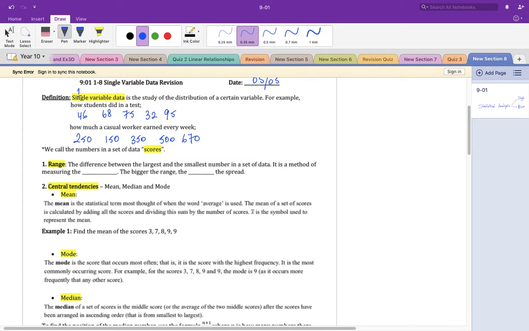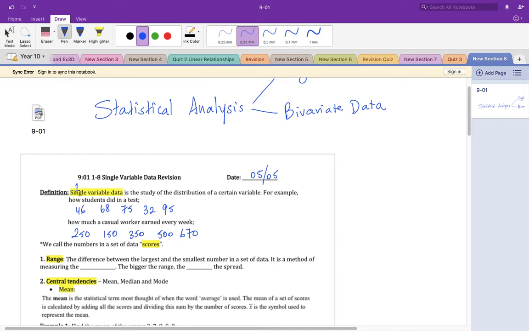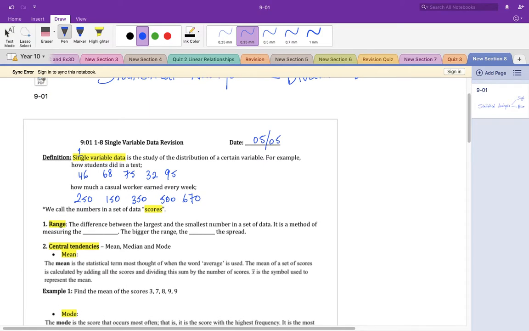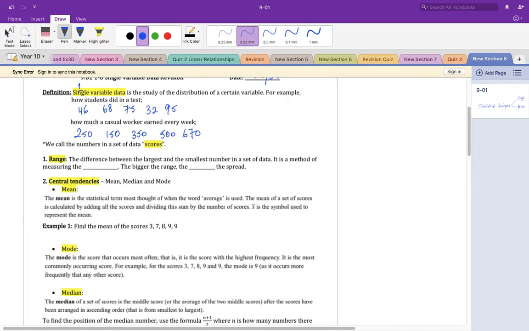Alright, so on the basis of the data that we have collected, we can actually analyze them. Right, that's why it's called statistical analysis, because we're actually analyzing and interpreting what the data means. So the first one, range. I'm sure you've seen it before. So it's the difference between the largest and the smallest number in a set of data. So it's a method of measuring the what? So we're looking at the range, right? So for example, if I say for the test, what's the lowest number? The lowest number is 32. What's the highest number? It's 95, right?